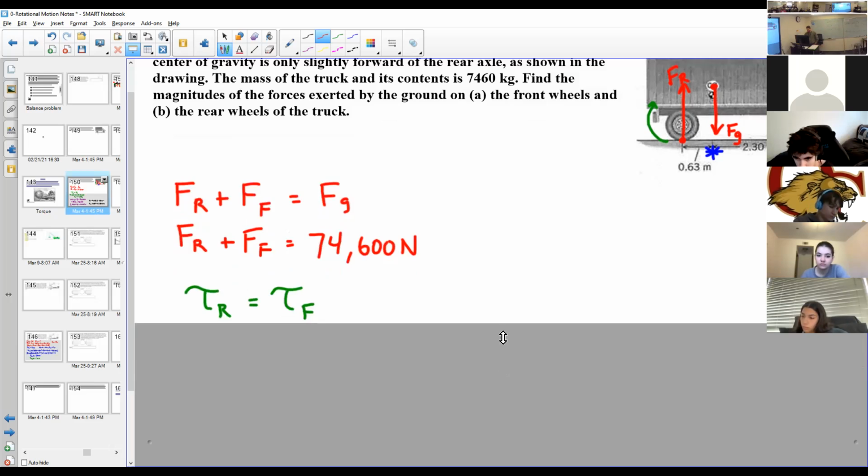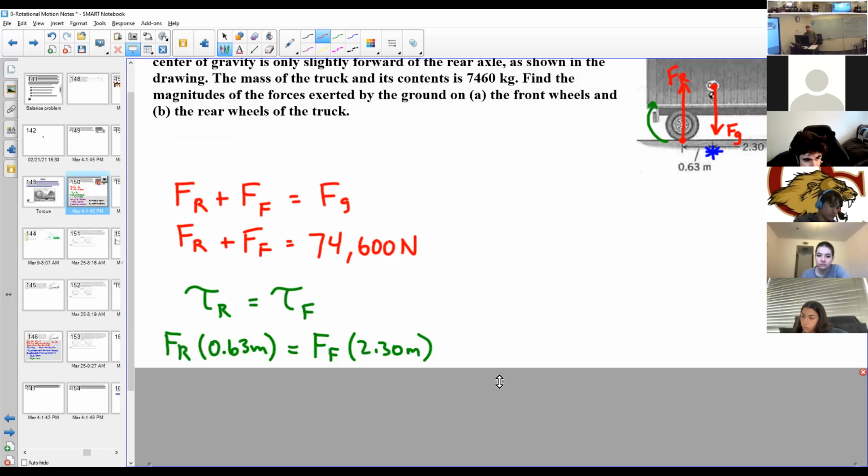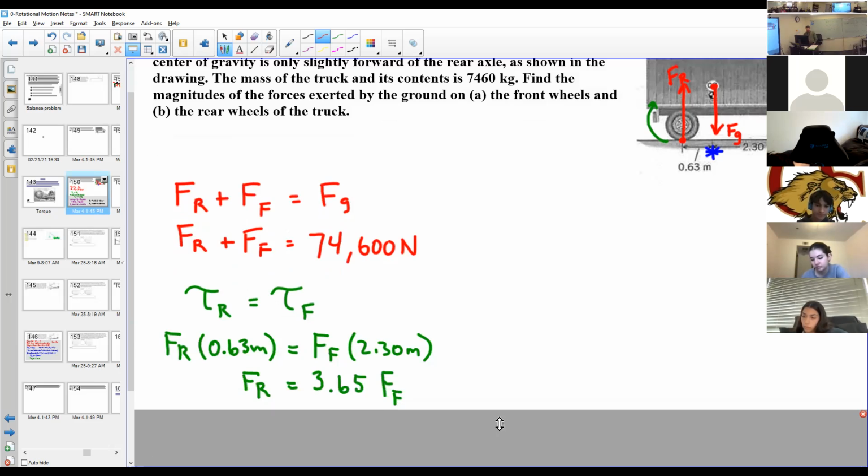All right, so then if I start plugging in some information, I know the rear wheels are 0.63 meters from where I chose my axis of rotation, and the front wheels are 2.3 meters from where I chose my axis of rotation. That means I don't have the ability to solve for either of them directly the way I set it up. But I can find a proportion. I know that the rear wheel force is going to be 3.65 times the front wheel force. Just solving for FR, taking 2.3 divided by 0.63.